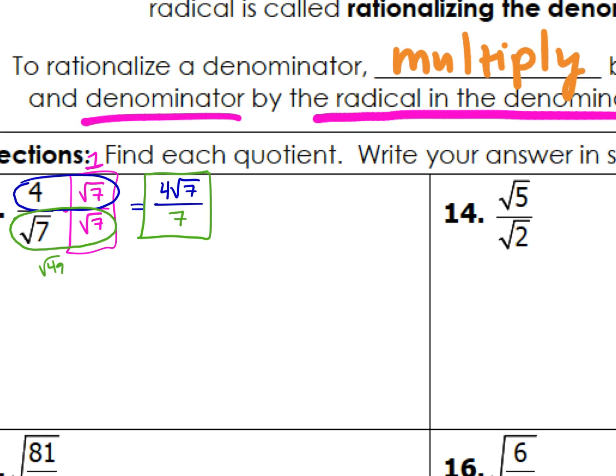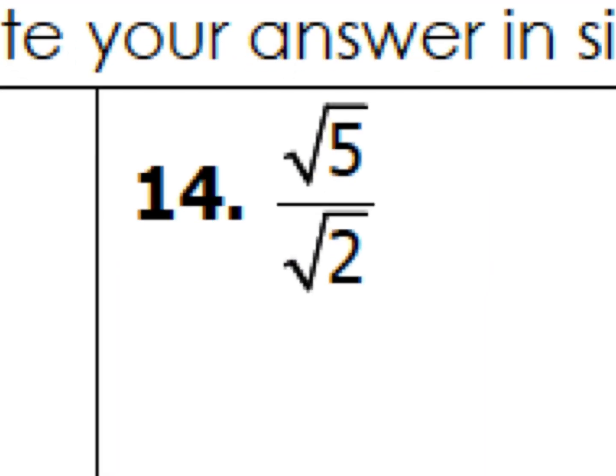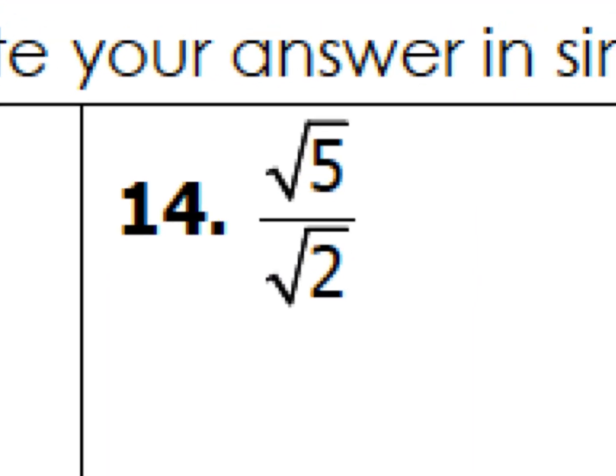Okay, jump over to 14. Is this an acceptable way to leave an answer? No, because of what? The radical in your denominator. Okay, so if I can't have a radical in the denominator and I want to get it out of there, I'm going to multiply by what? Not 2. Multiply by 1 in the form of rad 2 over rad 2, so you take the denominator over itself. Rad 2 and rad 2.